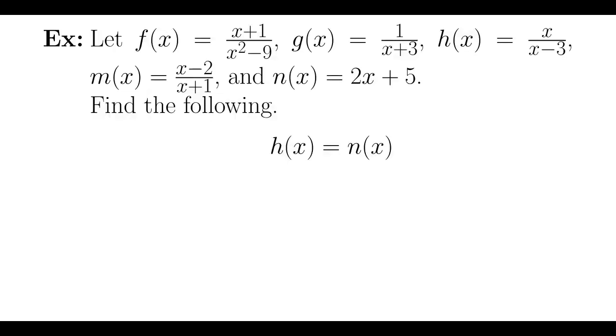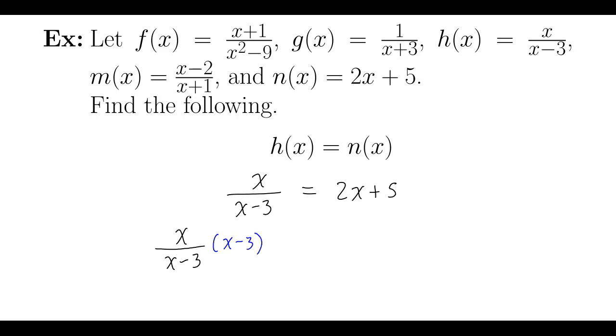h of x equals n of x. So that means x over x minus 3 is equal to 2x plus 5. I want to get rid of the denominator, x minus 3, so I'm going to multiply both sides by x minus 3. There it is on the left. And here it is on the right.